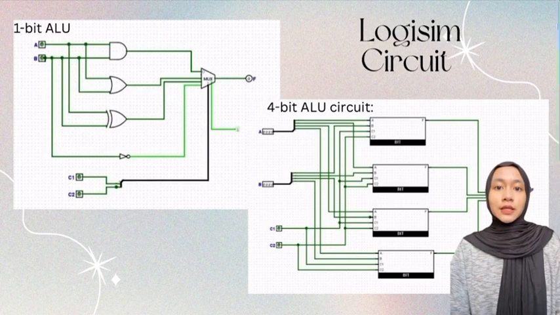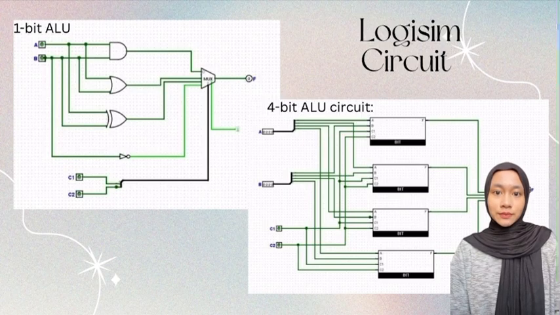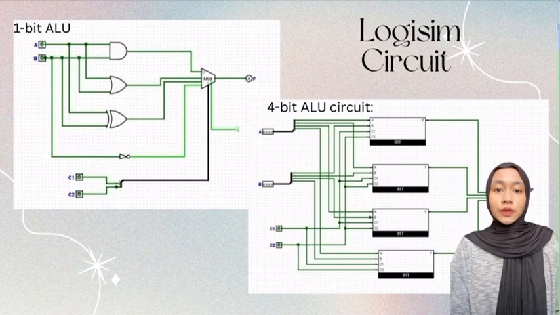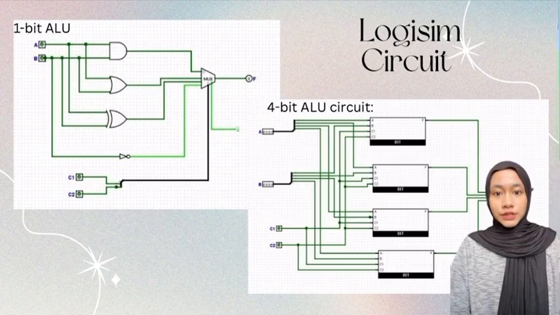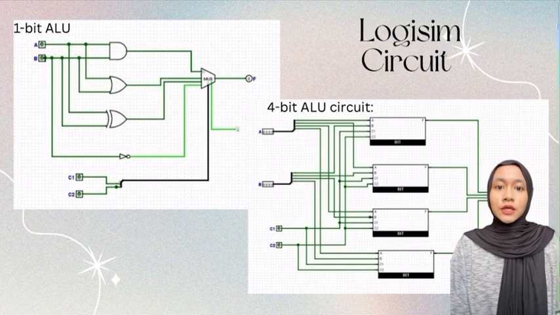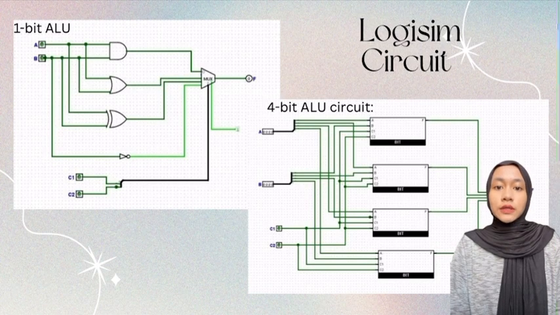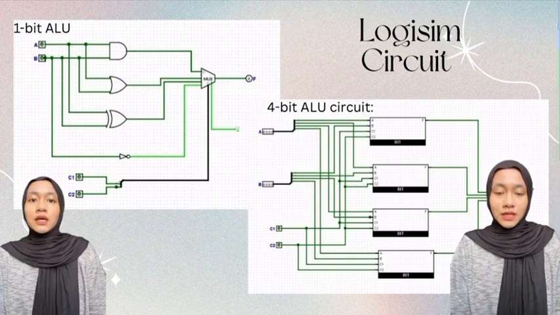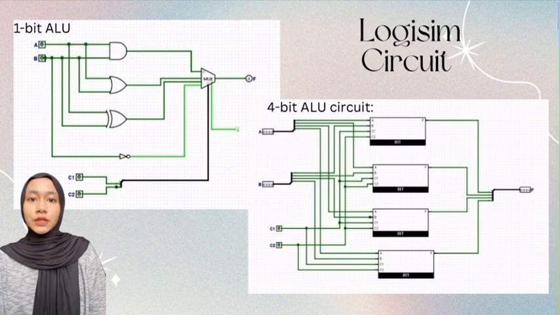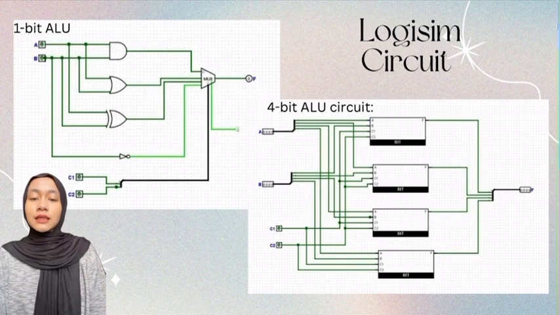Right now, I will explain about the Logisim circuit for the 4-bit logic unit. Firstly, we can see the 1-bit ALU on the left. This part will perform one logic operation for a single bit only. It uses logic gates like AND, OR, XOR, and NOT. The output, which is F, depends on the control inputs C0 and C1. Next, on the right side, we have the 4-bit ALU. It's built by connecting 4 1-bit ALU slices together. Each slice processes 1 bit from the inputs A and B, and all of them share the same control signals and constant input. That means all 4 bits perform the same logic operation at the same time.